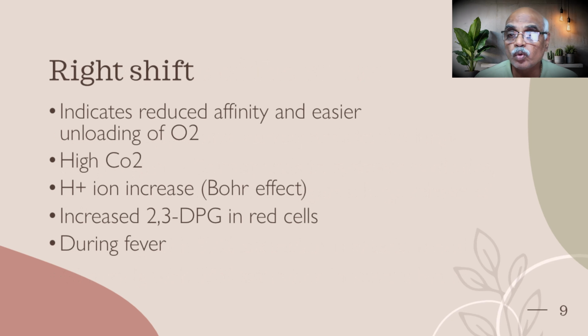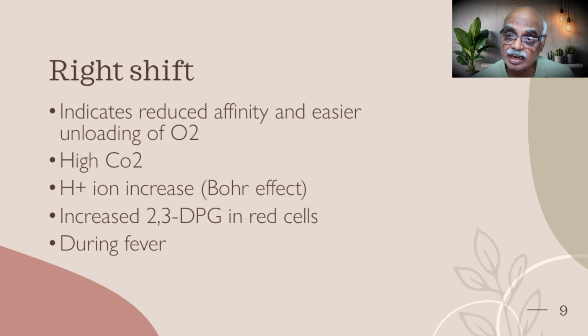Now, what happens when the curve shifts to the right? When the oxygen dissociation curve shifts to the right, or P50 shifts to the right, it indicates reduced affinity to oxygen, and it leads to easier unloading of oxygen at the tissue level. This occurs in the presence of carbon dioxide.